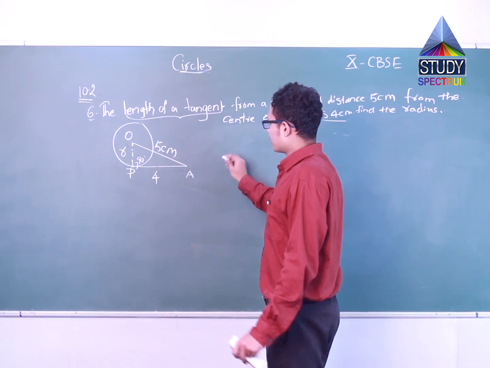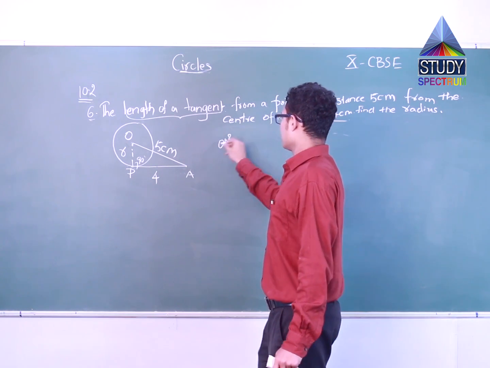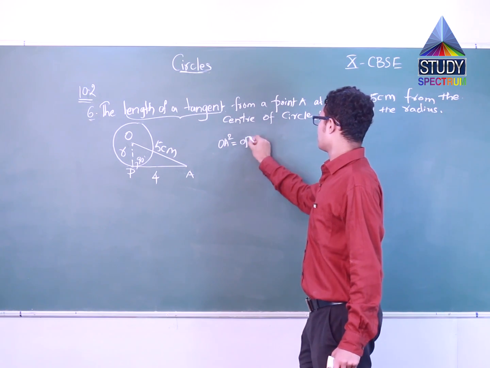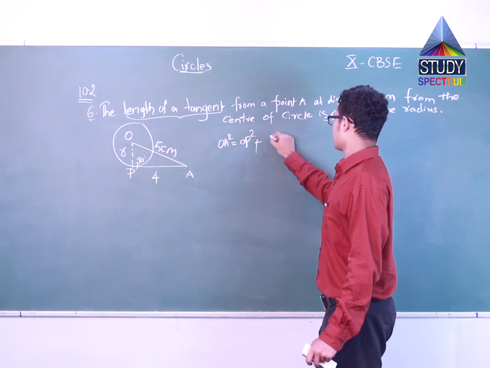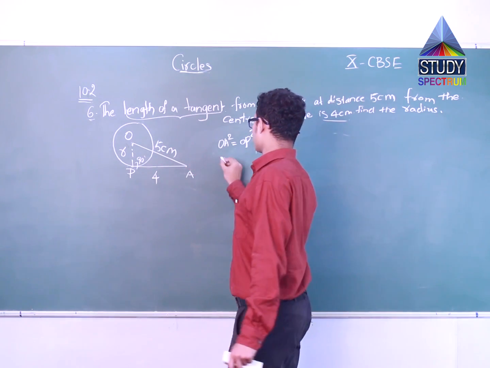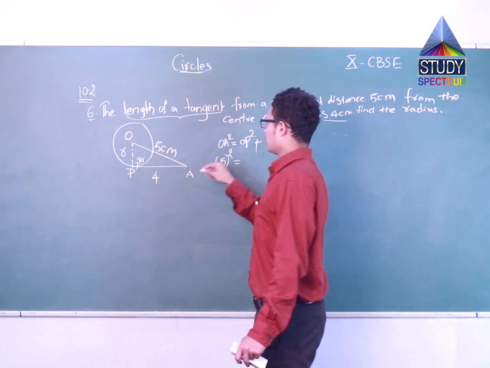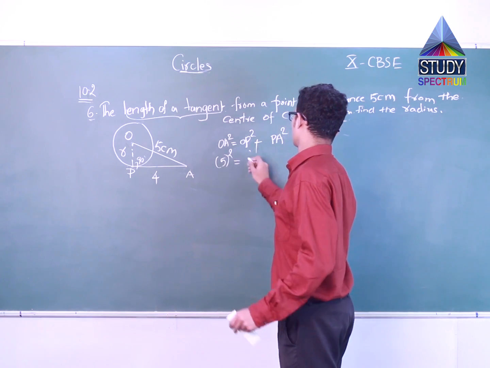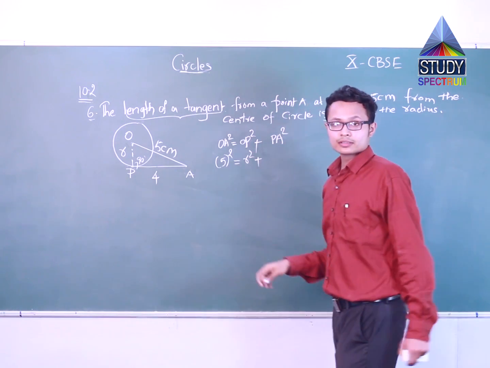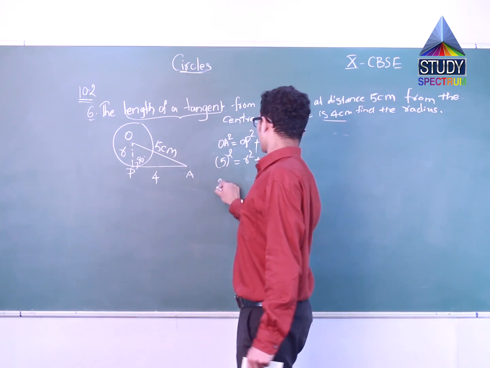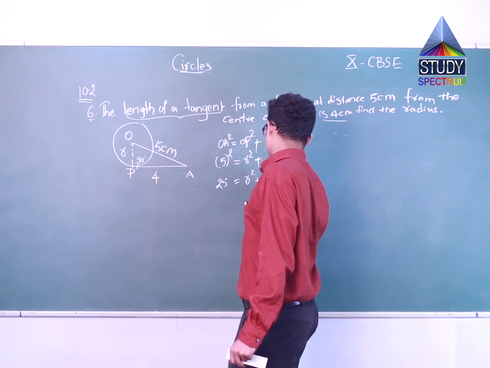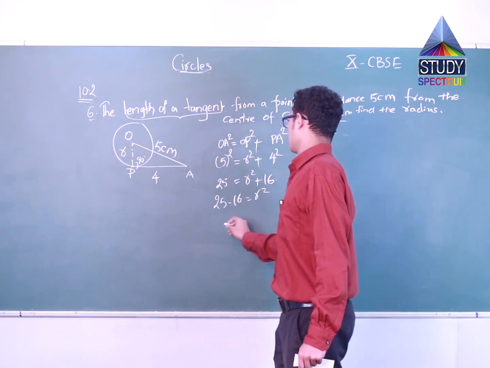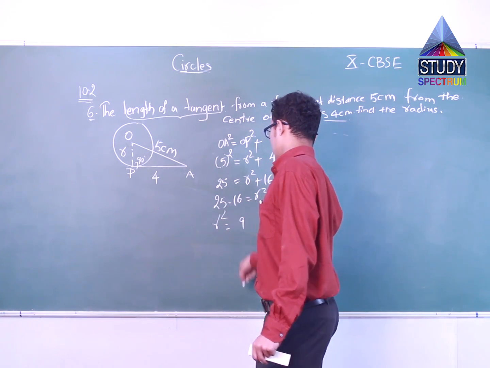Writing the Pythagoras theorem here, OA square is equal to, that is hypotenuse square is equal to OP square plus PA square. OA square is 5 square, OP square is R square, and PA square is 4 square. 5 square is 25, R square plus 16, so it is 25 minus 16 is equal to R square, so R square is equal to 9.